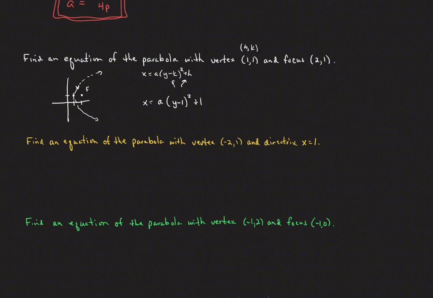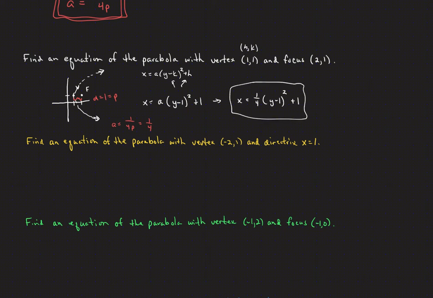Now, the distance between the vertex and the focus is 1. That is our value of p. The a is 1 over 4p, so that makes a equal to 1/4. Because it's opening to the right, we know this is going to be a positive a, and so our equation of the parabola is x equals 1/4 times (y minus 1) squared plus 1.